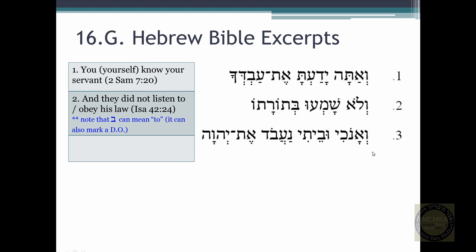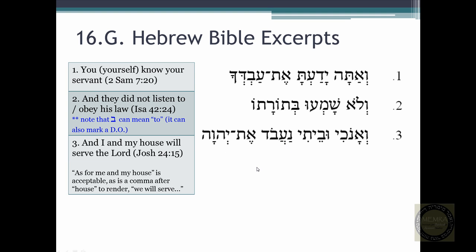And number 3, ve'anoki uveti na'avod et Adonai. We have here, and I and beiti. We have conjunction, personal pronoun, conjunction, and then noun with suffix. And I and beiti, the house of me. I and my house. We have a verb form from avad. Okay. We have a prefix. We have an imperfect form. It's first common plural, so we. So I and my house, we will serve et Adonai, the Lord.